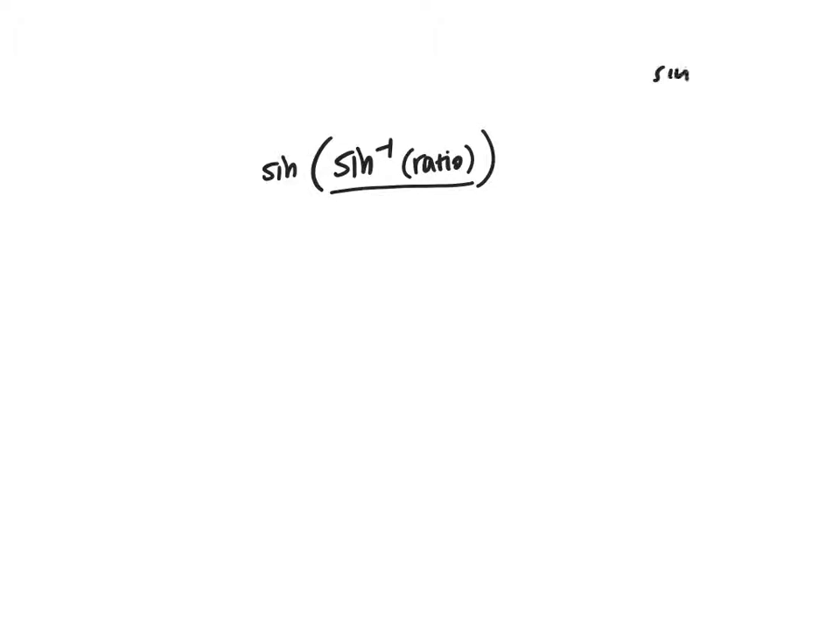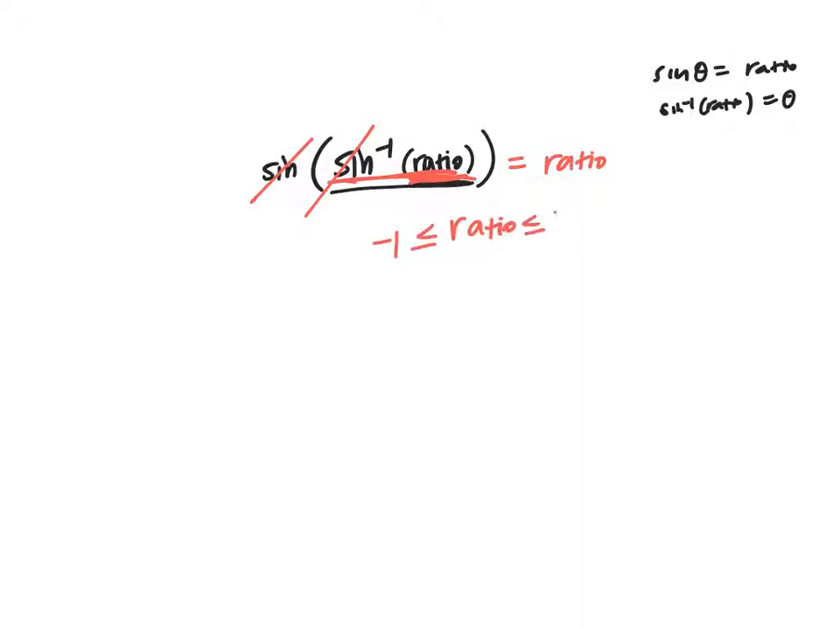So if you have a normal sine without the inverse, your input is an angle measure and you get out a ratio. The inverse is when you switch the input and output: you plug in a ratio and you get out an angle theta. So when you're given a ratio on the inside, you can cancel these out and say that whatever ratio was given to you is your answer, as long as it meets the restriction. Remember, your ratio for a sine graph needs to be between -1 and 1.